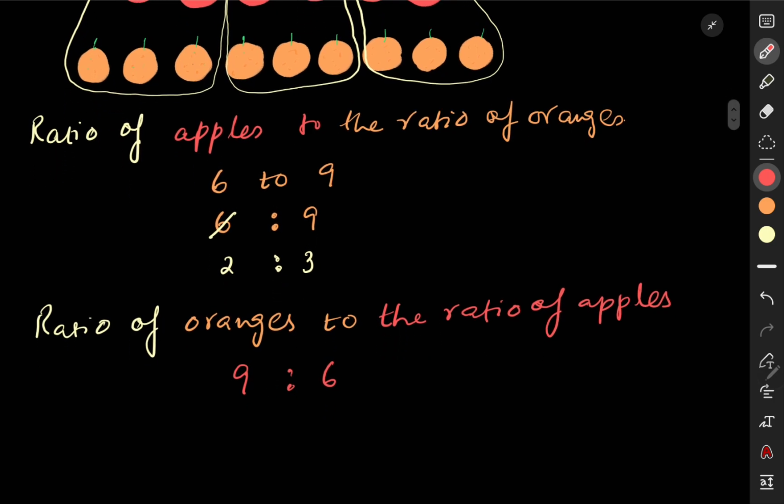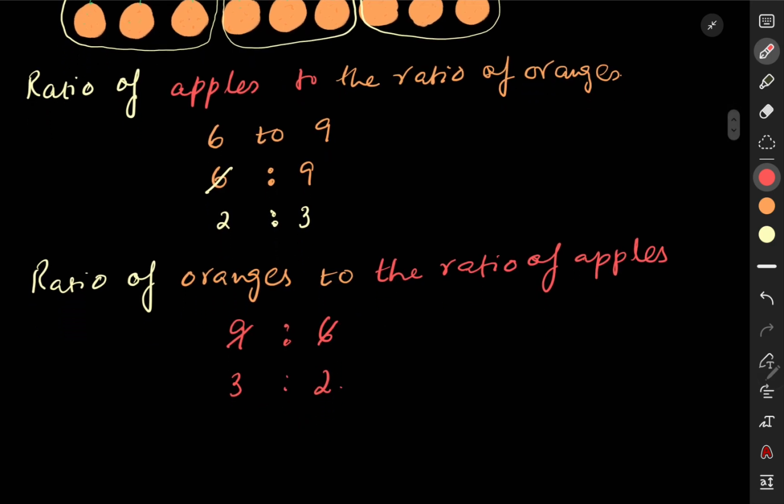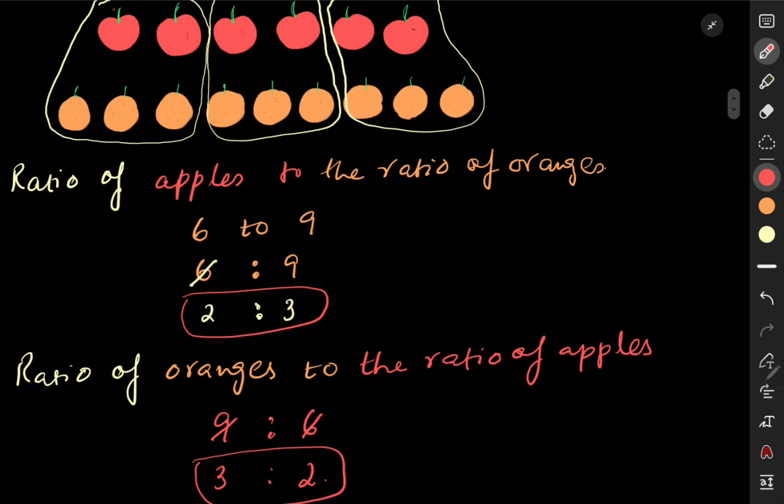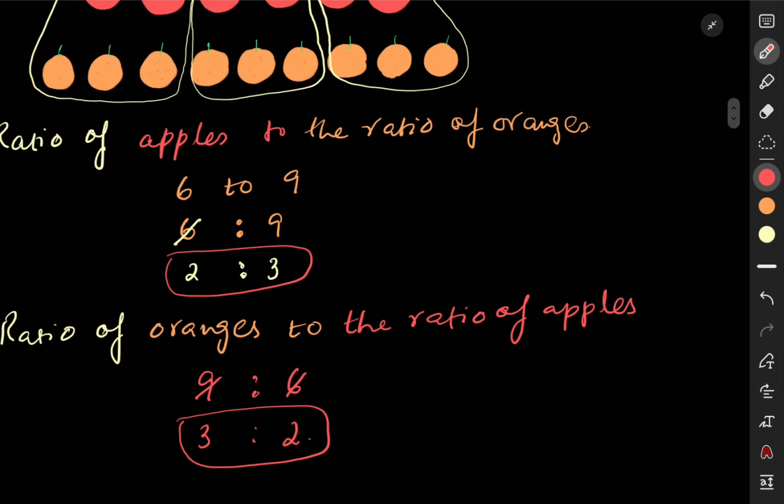The reduced form of it: both numbers divide by 3, so 9 divided by 3 gives 3 and 6 divided by 3 gives 2. So the reduced form of the ratio is 3:2. So you see the ratio of apples to oranges is 2:3, and the ratio of oranges to apples is 3:2.